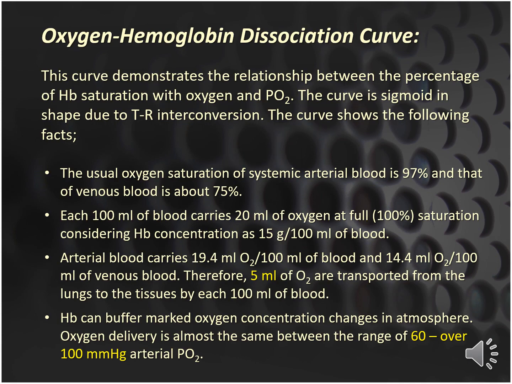Oxygen hemoglobin dissociation curve. This curve demonstrates the relationship between the percentage of hemoglobin saturation with oxygen and partial pressure of oxygen. The curve is sigmoid or S in shape due to the tense-relaxed interconversion. The curve shows the following facts.